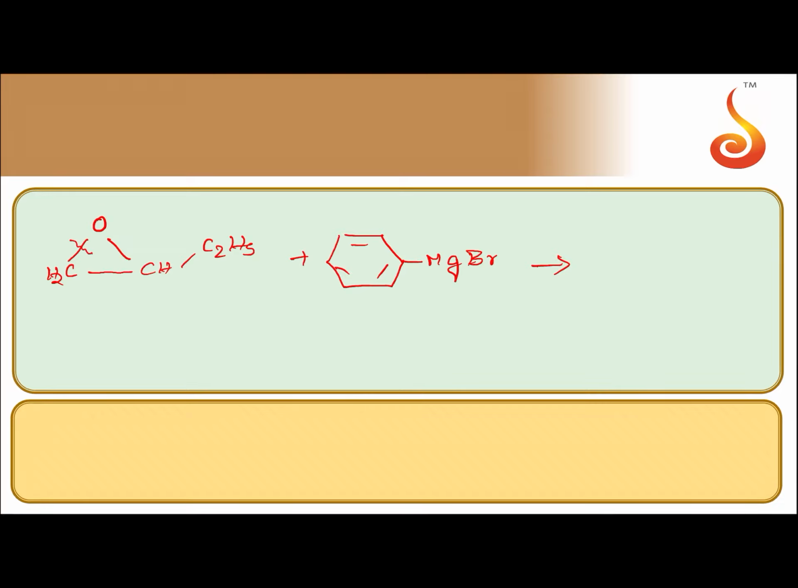This bond will be cleaved. C6H5 attacks from this side. So C6H5, CH2, CH2OH, C2H5. So what will I get? The nucleophile, this is the nucleophile. It attacks from this side. So what will I get?